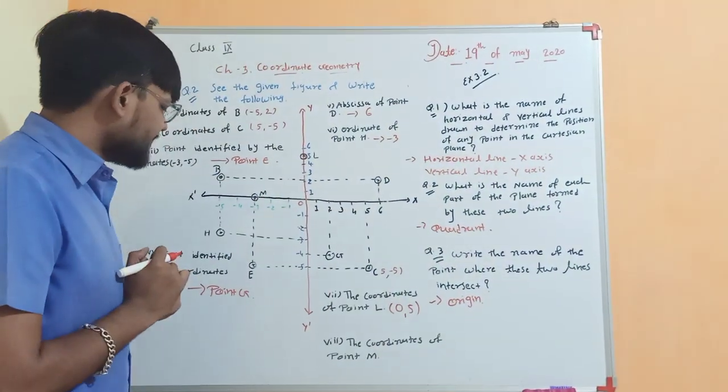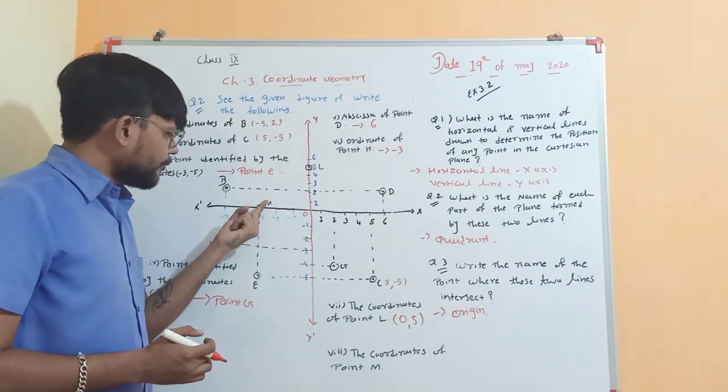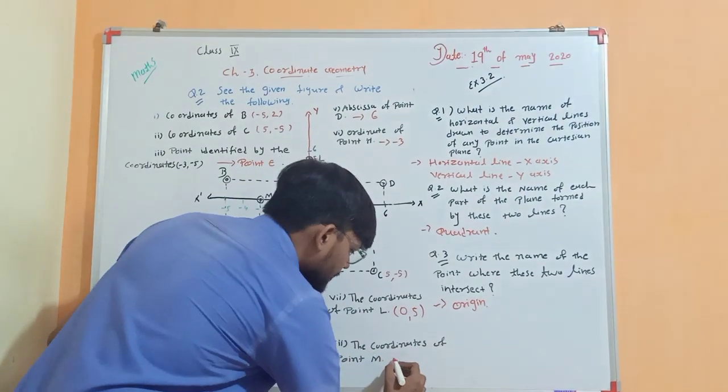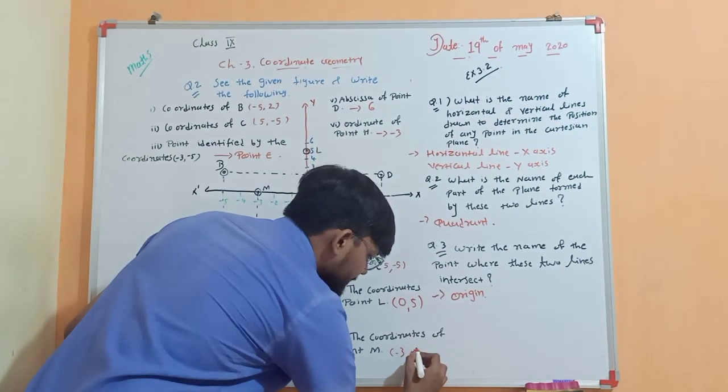But what about the x coordinate? The x coordinate of a point M is minus 3. The coordinates of a point M are minus 3 and 0.